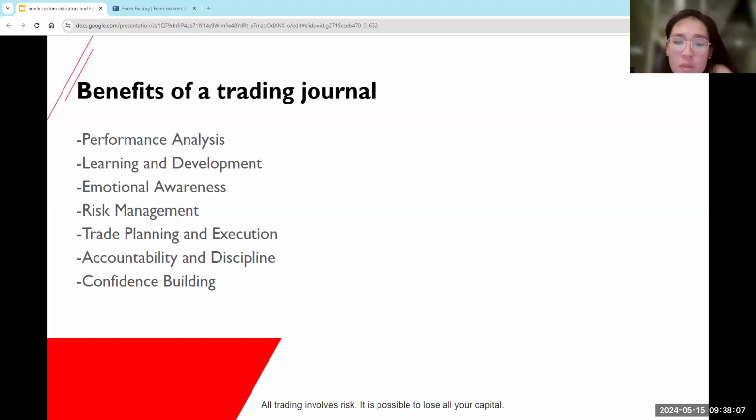A trading journal can help you boost your confidence by documenting your successes and your learnings, and you can review your progress regularly and build confidence. Additionally, having a record of successful trades can serve as a reminder during challenging times, reinforcing your belief in your trading strategy.